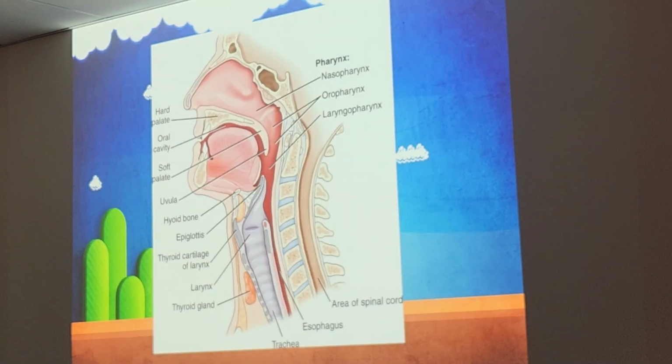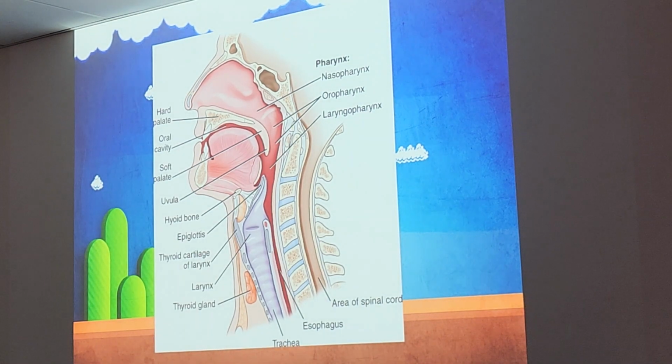Let me show the picture again. So we have our laryngopharynx here. We go down, it becomes the esophagus. We have our larynx right there, also known as our voice box. We go down and it becomes the trachea. So specifically, it ends where the trachea begins. Correct. And the larynx sits in front of the what? Laryngopharynx. Does that make sense?